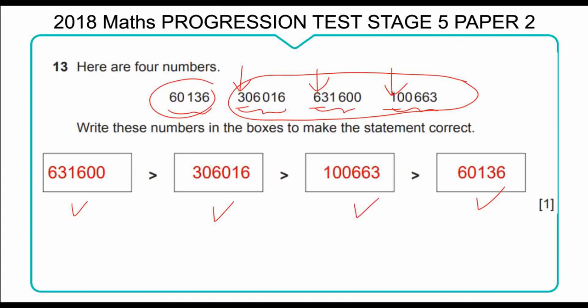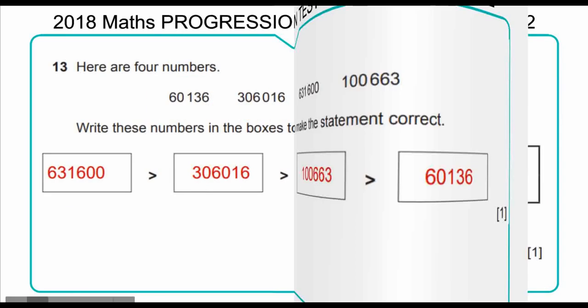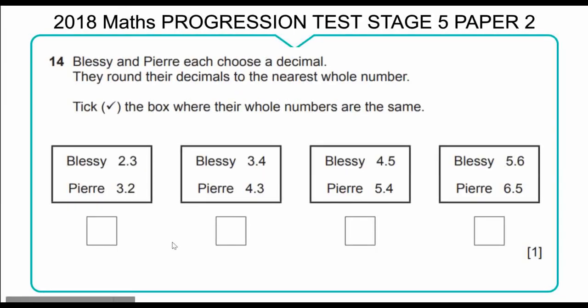So this is question number 13. Next is question number 14. Bessie and Pierre each choose a decimal. They round their decimal to the nearest whole number. Tick the box where their whole numbers are the same.